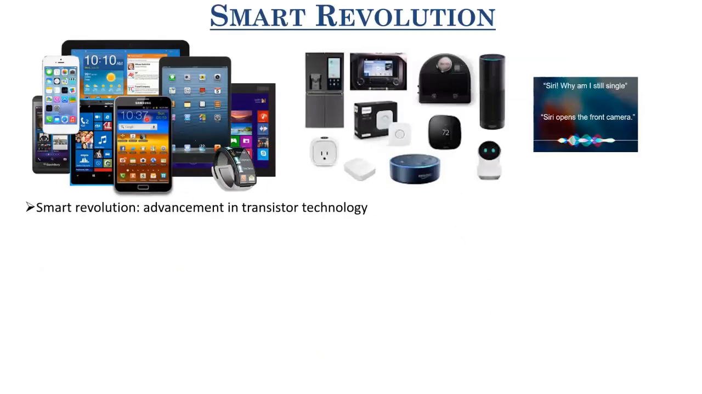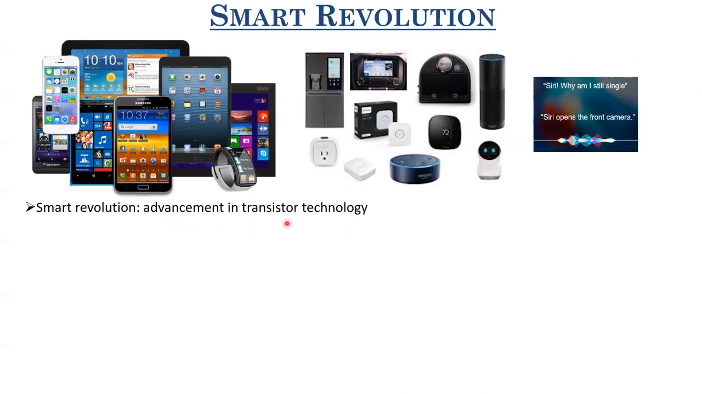Now needless to say, we are living in an era of smart revolution, where smart devices, smart watches, smart mobile phones, tablets, and even Google Home have become a part of our everyday lives. And they have made our lives much more comfortable than ever before. But have you wondered what has driven this smart revolution? It has actually been driven by the advancements in transistor technology.